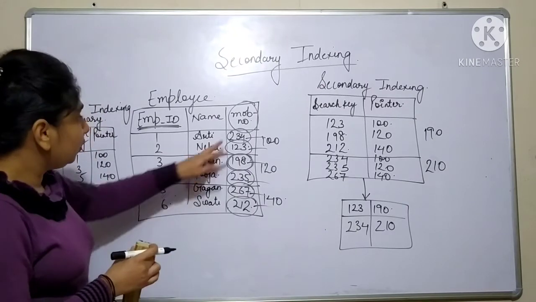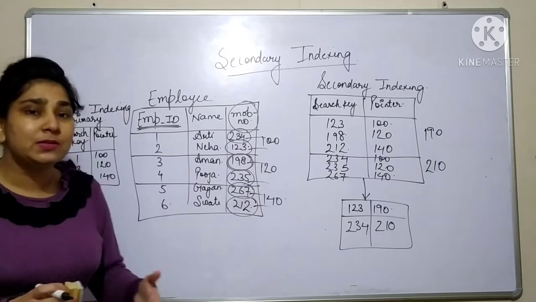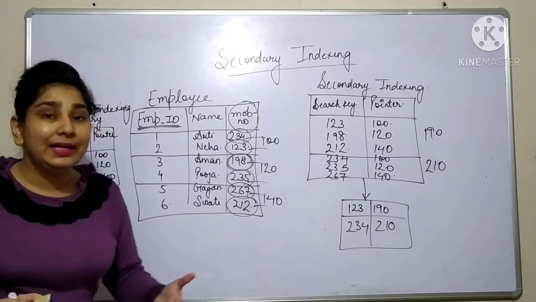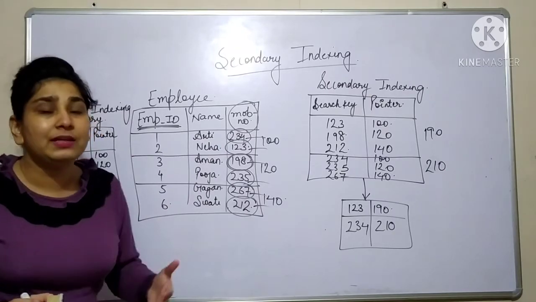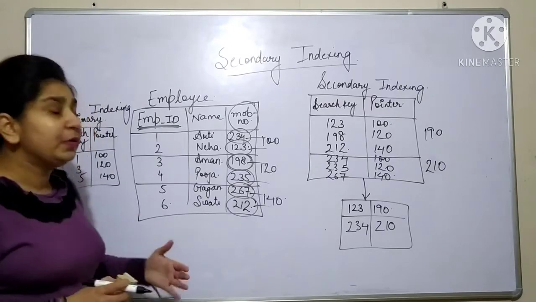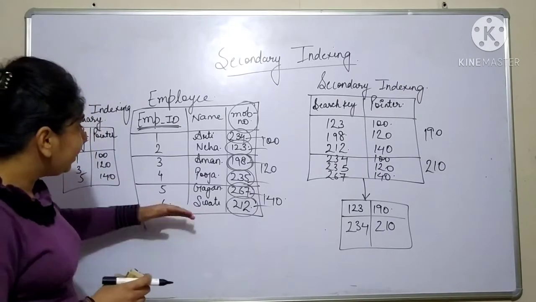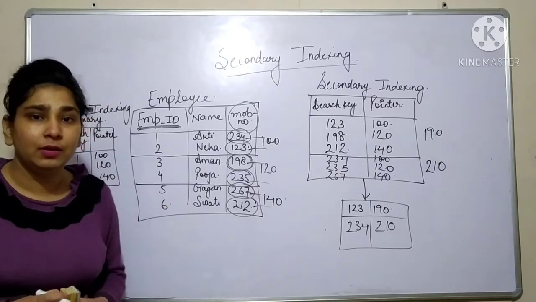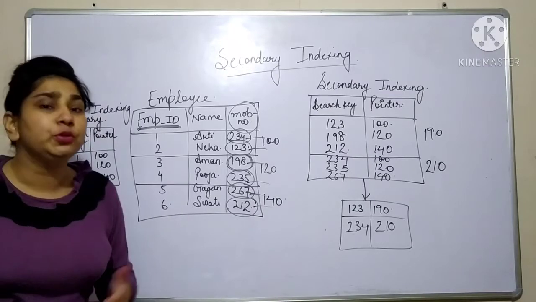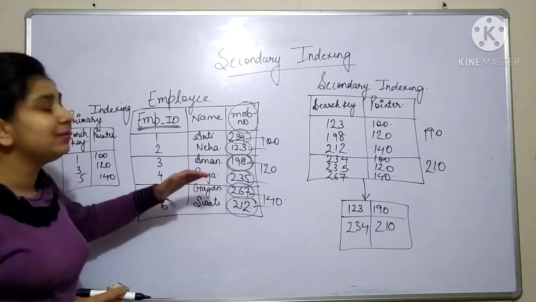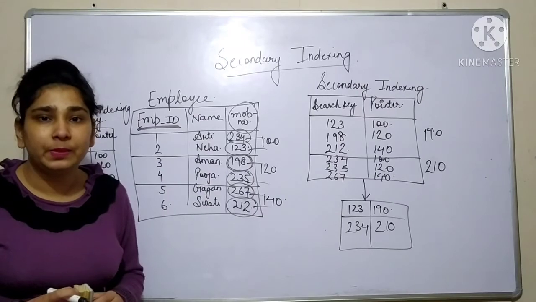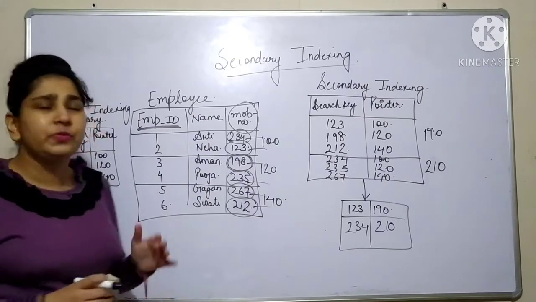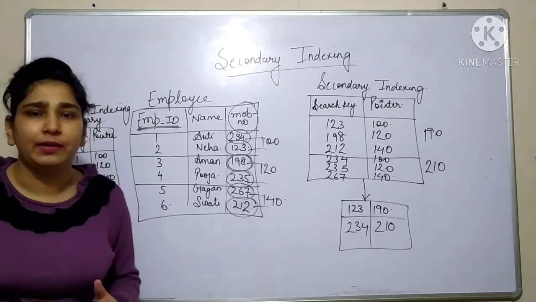In that case, our searching time is really very large. There is a chance that if you have 1000 records in your relation, you might have to search all of the 1000 records. So that is really not the efficient way.